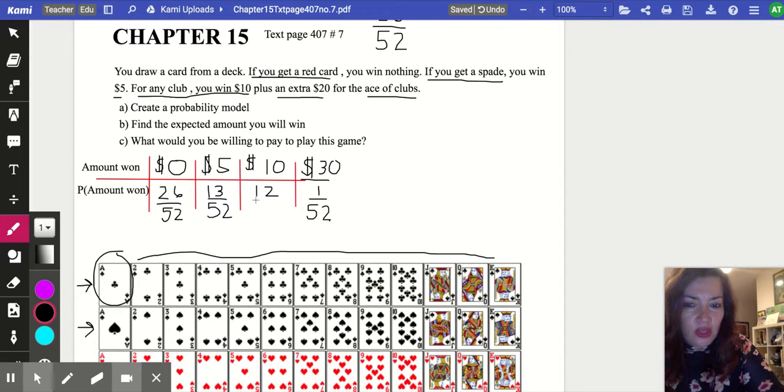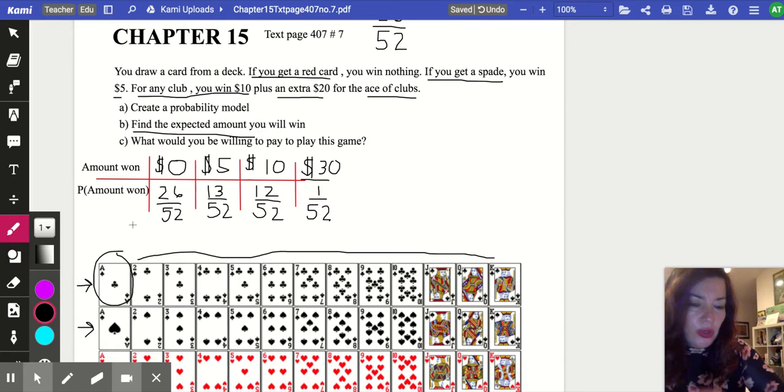Now let's make sure we have all our possible outcomes and that they add up to 1. So if you add up 26 and 13, that is 39, plus the 1 here is 40, and 12, that is 52. So this makes sense for our probability model. The next question asks, find the expected amount you will win.